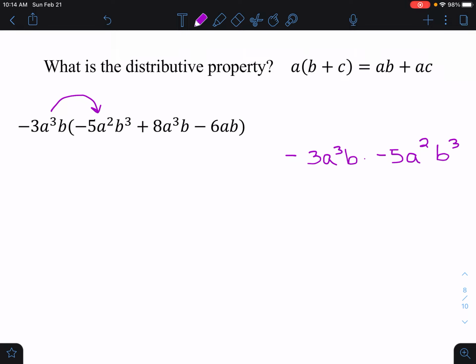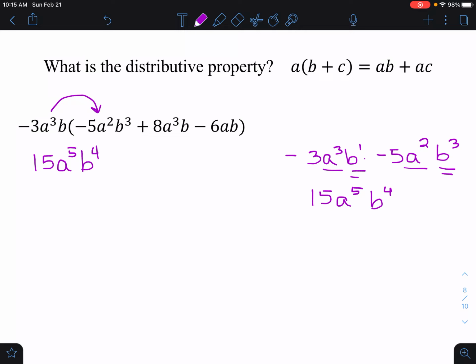So this would be negative 3 times negative 5 is positive 15. I'm going to look at my a to the third, a squared. That's a to the fifth. Remember adding exponents there. Okay. And now I'm going to do b. Put those together. That's b to the first power. B to the third is b to the fourth. So I end up with 15 a to the fifth, b to the fourth.